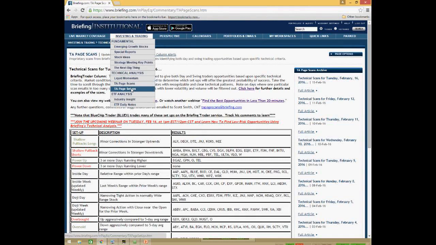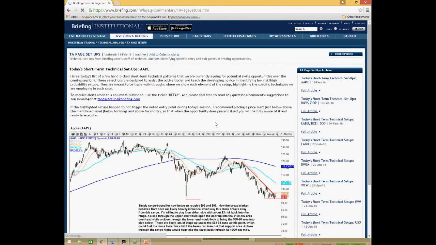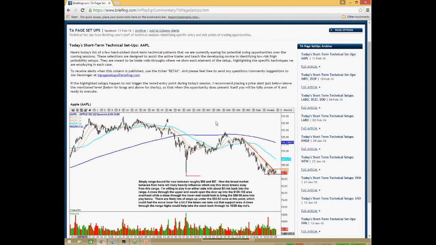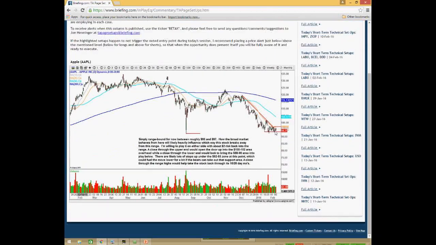Another one that I want to focus on is the TA page setups. This is one of my colleagues' posts. He will post his ideas a few times each week, say 2 or 3 times. His main style is focusing on longer-term support and resistance levels in stocks that are consolidating at them or coming into them. So you can see right now he had Apple going off the August low and in a tight consolidation phase, and it's on his radar to watch for either a breakout or a breakdown.